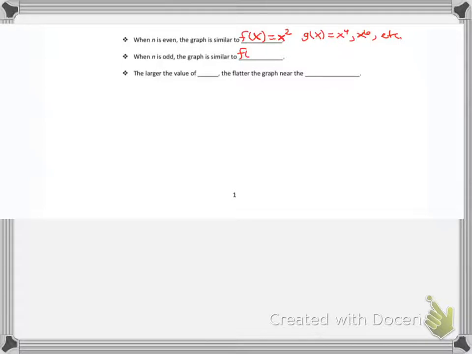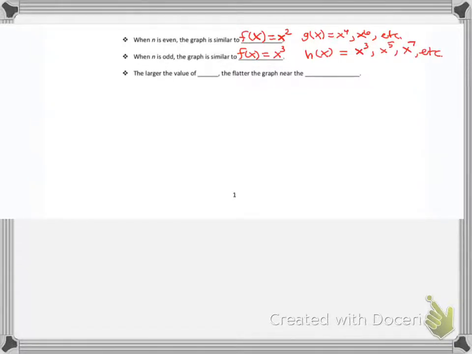And if n is odd in our monomials, they look like x cubed. Let's call it h of x: x to the third, x to the fifth, x to the seventh, etc. They would all look similar, okay?